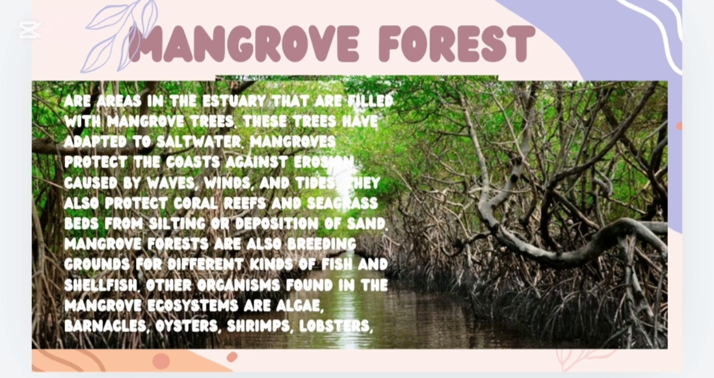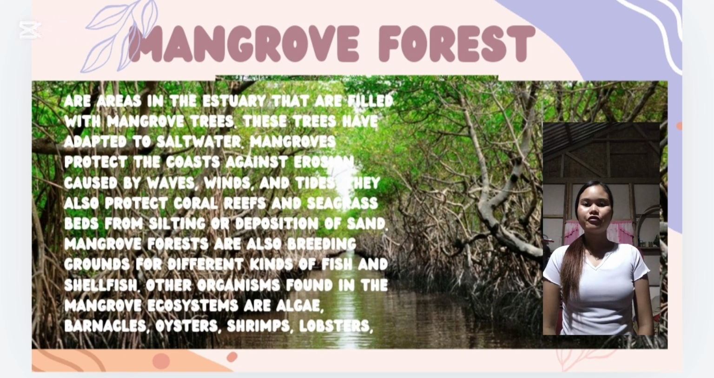Mangrove forests are also breeding grounds for different kinds of fish and shellfish. Other organisms found in the mangrove ecosystems are algae, barnacles, oysters, shrimps, and lobsters. In short, mangrove forests are important ecosystems that provide numerous benefits to coastal communities. They are crucial for protecting coastlines, preserving marine habitats, and supporting biodiversity.